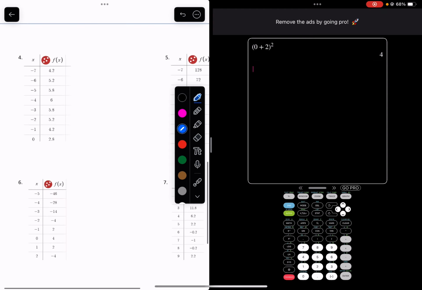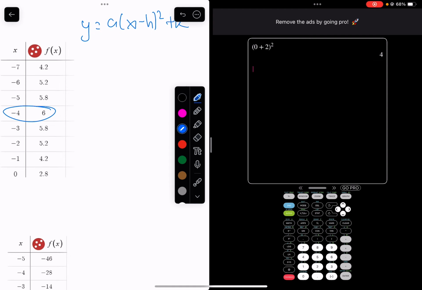So we can go ahead and plug that in. Remember, we're going to use y equals a times (x minus h) squared plus k. And we're going to plug in our h and k. So we've got y equals a times (x plus 4), because remember you switch the sign of your x and keep the sign of your y.